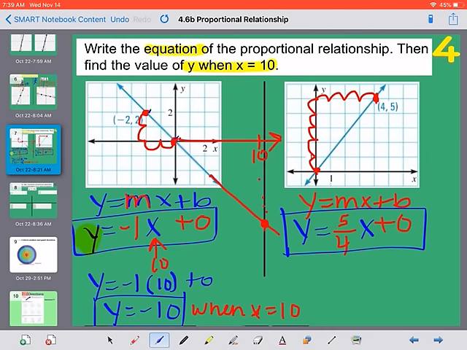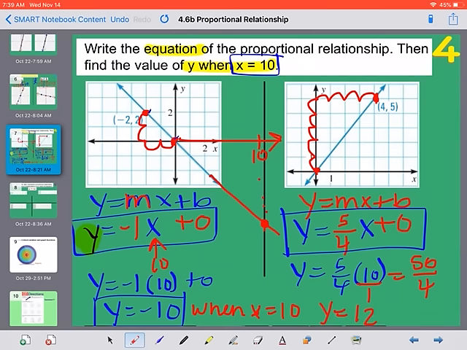And then plug in when x is 10, we need to figure out what's y. So 5/4 times 10 plus 0. We don't really need plus 0. If you want to just get rid of it, that's fine. So this is really 10 over 1, so we have 5 times 10 is 50. 4 times 1 is 4. 50 divided by 4 is not going to be a nice whole number. It's going to give you 12.5. 50 divided by 2 will give you 25. Divided by 2 again will give you 12.5. So y is 12.5 when x is 10.